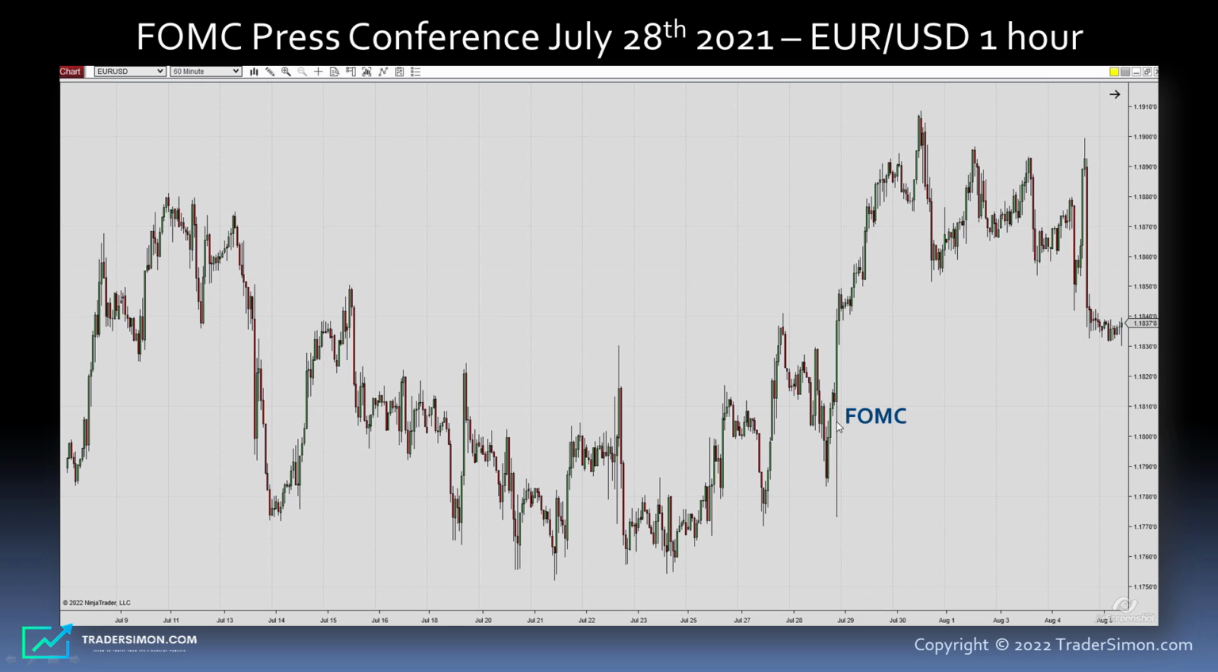Here's the hourly, and on the hourly you just got a big wick, and then it's obvious that it's going to go up, and they cleared out some stop losses here into demand.